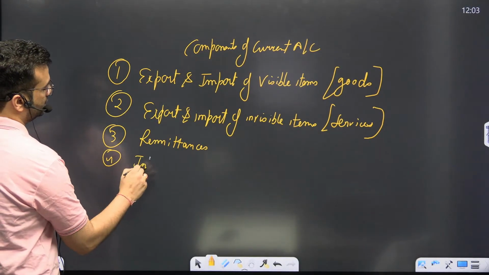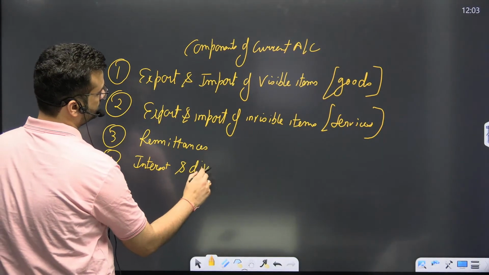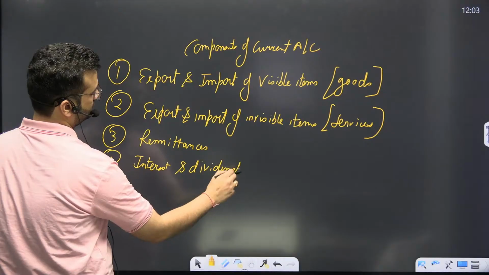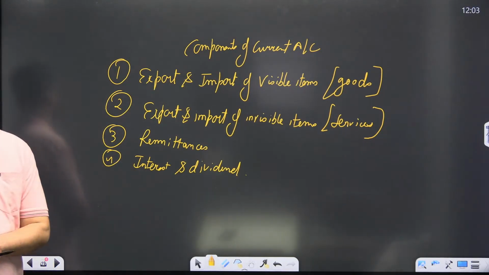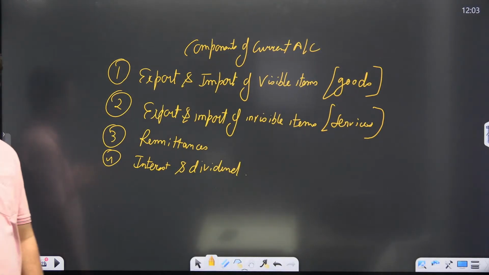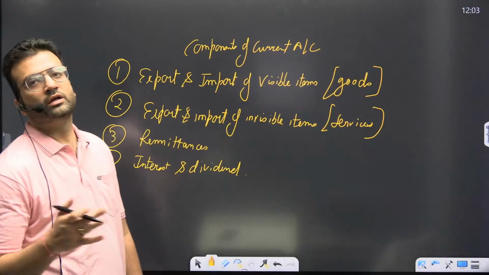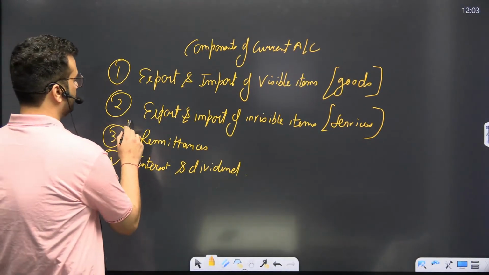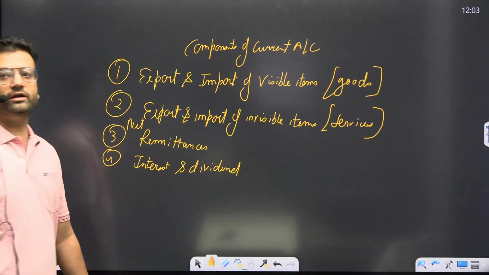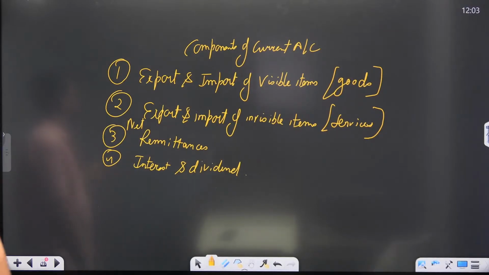Fourth, interest and dividends. So these all are the components of current account: export and import of goods and services, then remittances and transfers net, that is net remittances, interest received, interest paid, dividend received, dividend paid. These all are the components of current account.